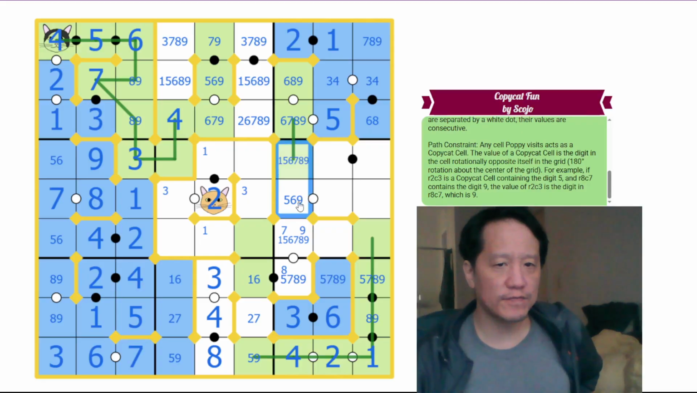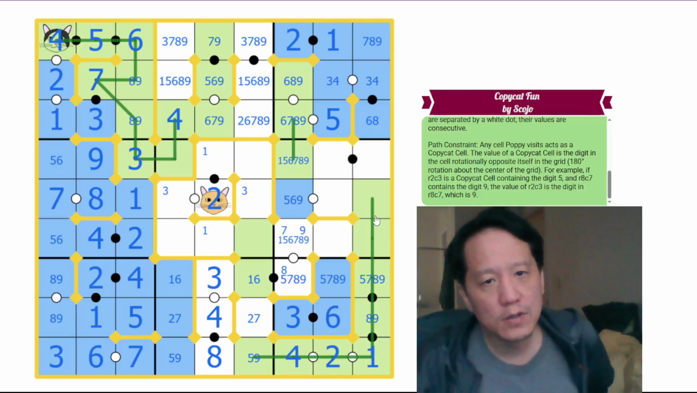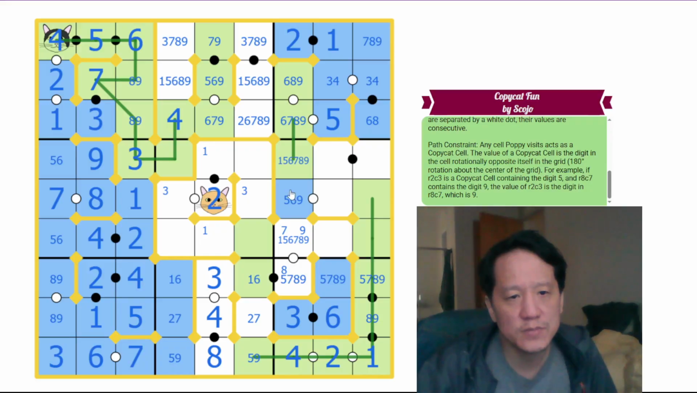If this was copycat, this would have a value of 1, which is not going to be consecutive with any digit here, or any cell. So this cannot be copycat. That means it must go from this route. This is 5, 6, or 9. Remaining digits in column. Okay, this 5 eliminates 5 here.